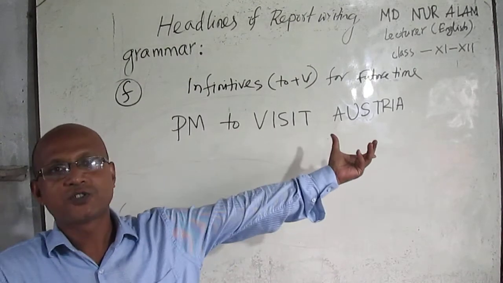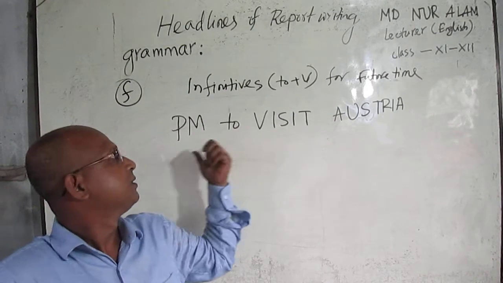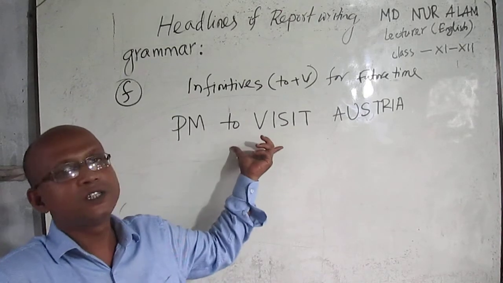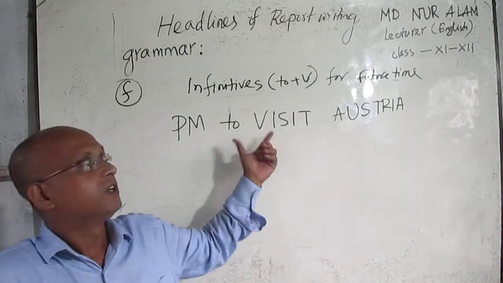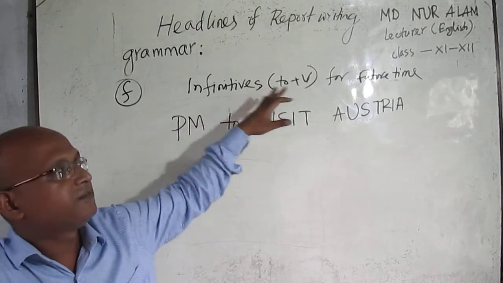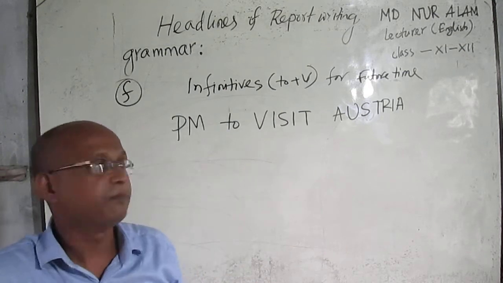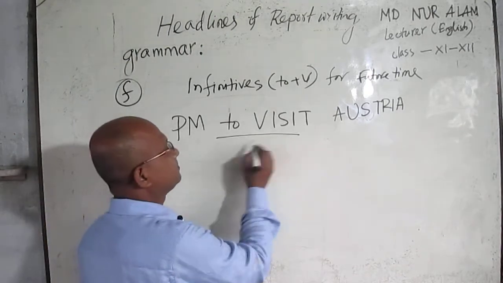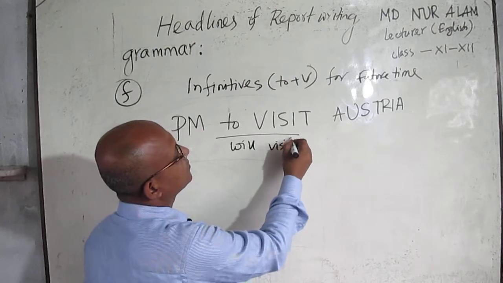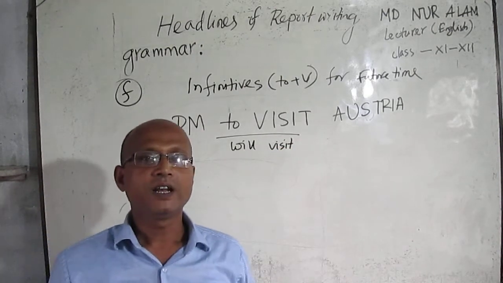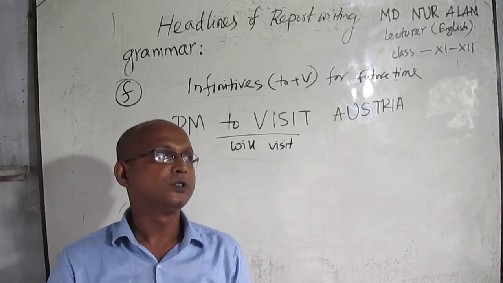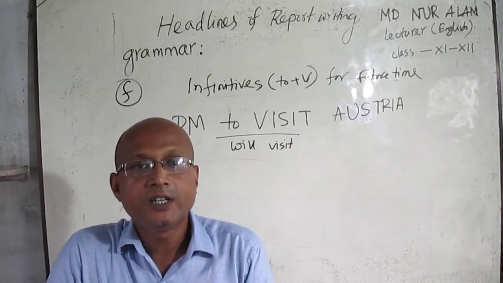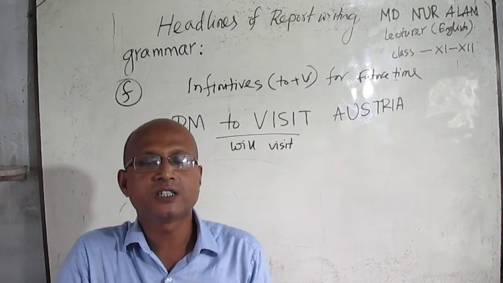PM to visit Austria. You know, here PM means Prime Minister, which is the subject, and visit is the verb, and to visit is the example of an infinitive. And I already told you to use infinitives in the headline for indicating future time. So PM to visit Austria means PM will visit Austria. Another example I can give you: I to deliver a lecture on headlines vocabulary. That means I will deliver a lecture on vocabulary.